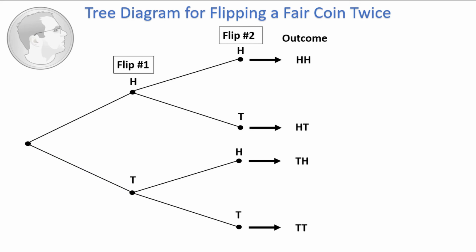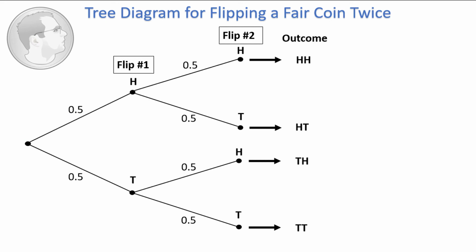There is a 50% chance of flipping heads and a 50% chance of flipping tails for the first flip, so we label each of these branches with a 0.5. Note that all of the branches coming from one dot must have probabilities that add up to 1. We also have 0.5 on all of the other branches, since every flip has a 50-50 chance of being heads or tails.